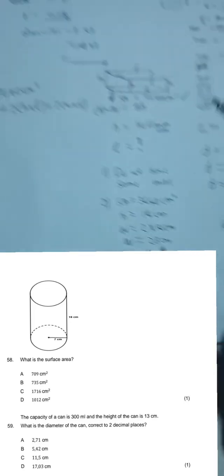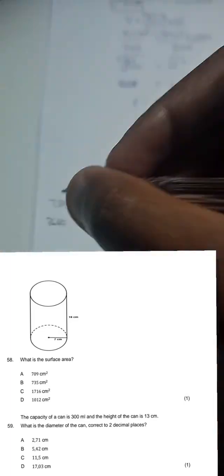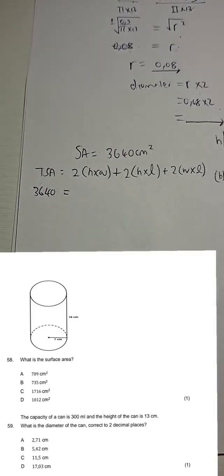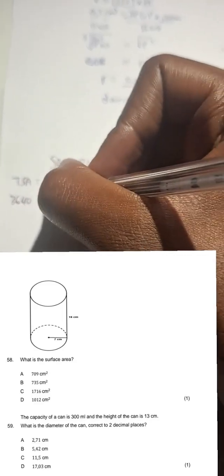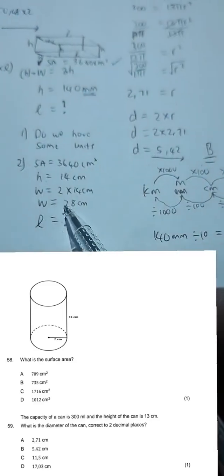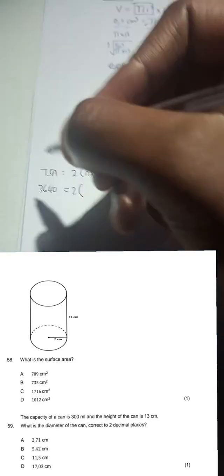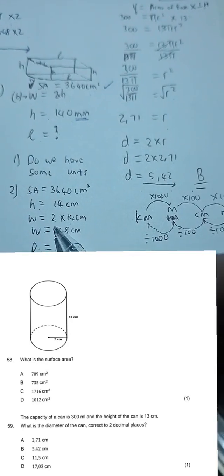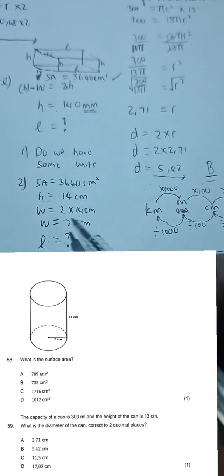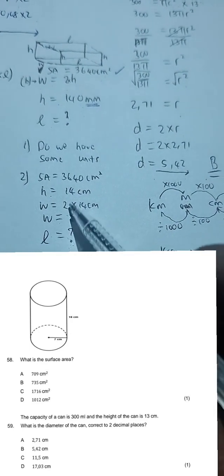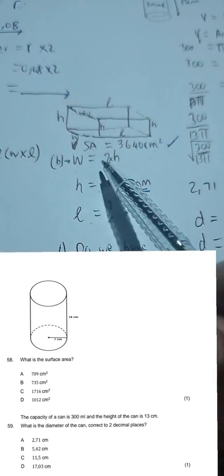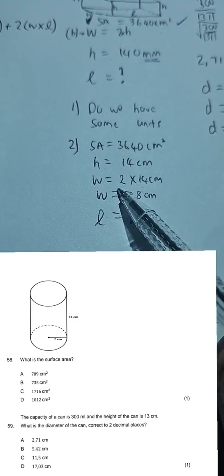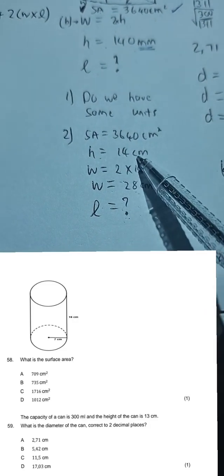So now guys, we can substitute the information that we have collected. Okay, we know that the surface area is 3,640. Then 2 in the place of H. Remember the height we calculated, it is 14 centimeters. We are going to say 14 times W. W is 28. The width is 28 centimeters. We remember we were told that the width is 2 times the height, and we calculated the width using the height that we had.